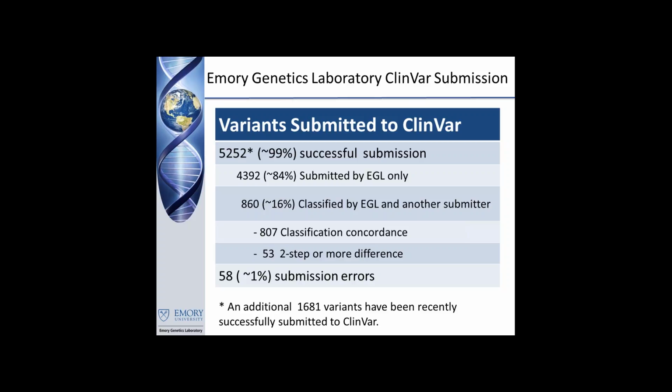Many of these variants have been seen only at EGL. Some have been classified by EGL and another submitter. We've had a high level of concordance between our classifications and others, and where we did have discordant classifications, something perhaps a variant of unknown significance versus likely benign or benign, we've been able to work with other laboratories to resolve those discrepancies. The source of most of those discrepancies is when a variant was evaluated. If a variant was evaluated by one lab 3 years ago and by another laboratory a few months ago, there's often new information that explains one of those two classifications.